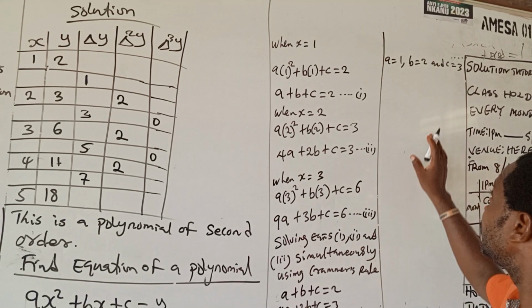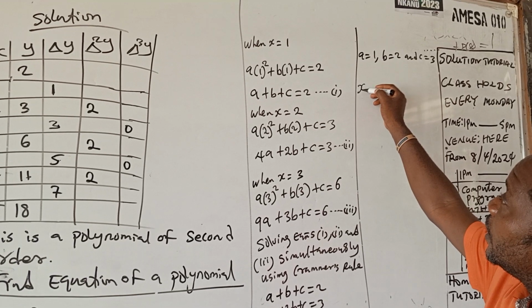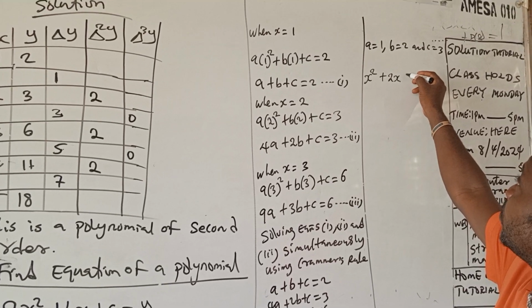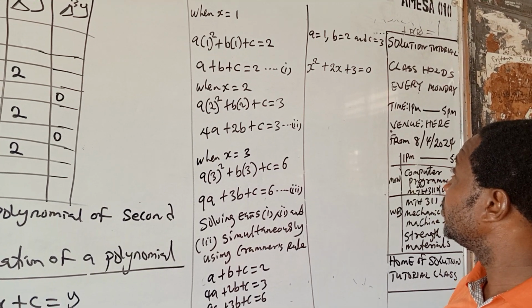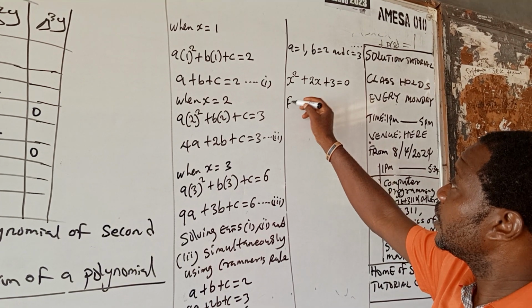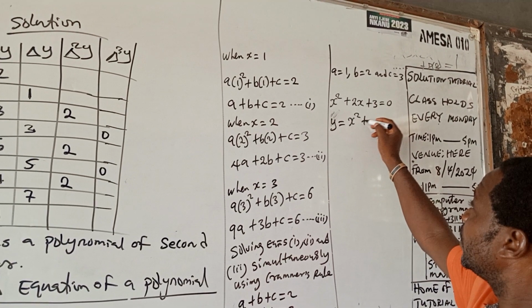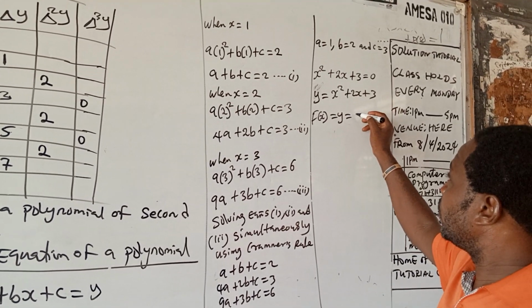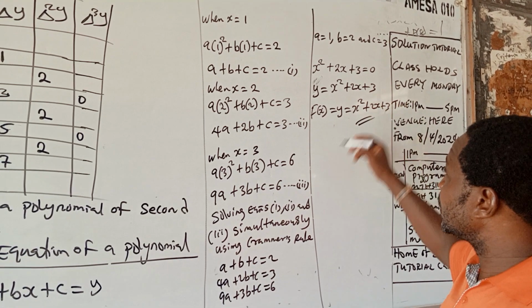Then after that, you substitute their values in this equation. So it means you have s squared plus 2s plus 3 will now be equal to 0. That will be the polynomial. Or if you don't want to call it equal to 0, you can say your y, that's the function, y is equal to s squared plus 2s plus 3. Or you can even say function of s, which is y, is equal to s squared plus 2s plus 3. So you can use any of the formats. That is how to get it.